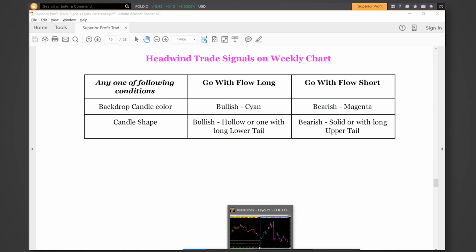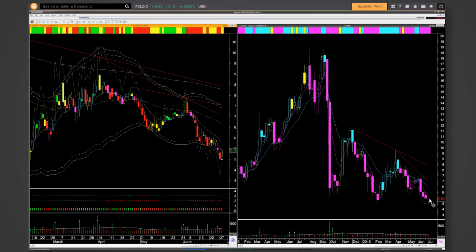Now you note, because we are trying to catch the bottom, here it says any of the following, not all of the following. So the second criteria is met. It is actually hollow and with a long lower tail. And now if you look at the criteria, you will see how beautifully it is synthesized. It just requires the acceleration to be green, which was green. It just requires one of the conditions, either the backdrop color to be cyan or candle shape to be bullish.